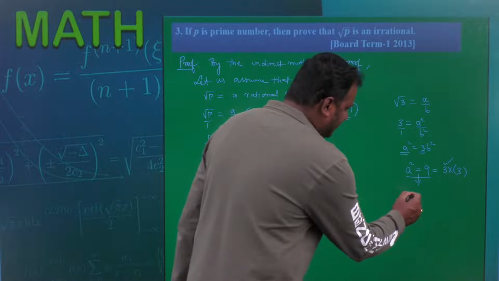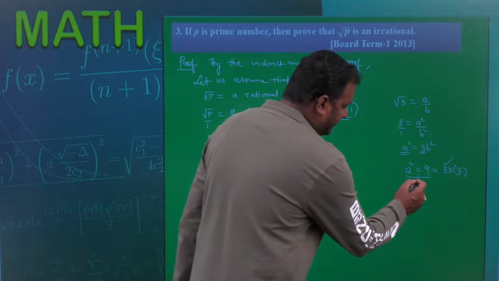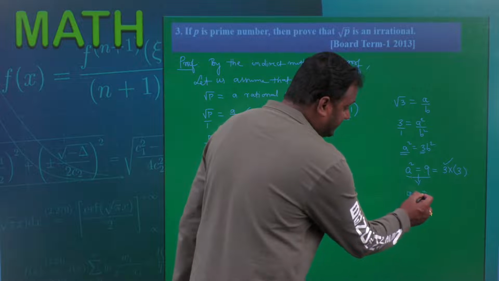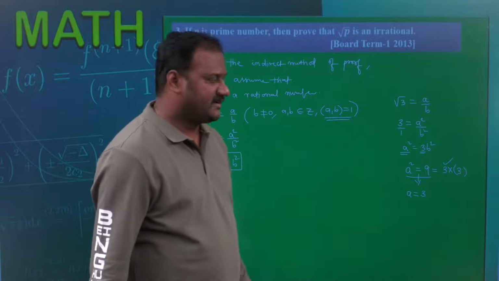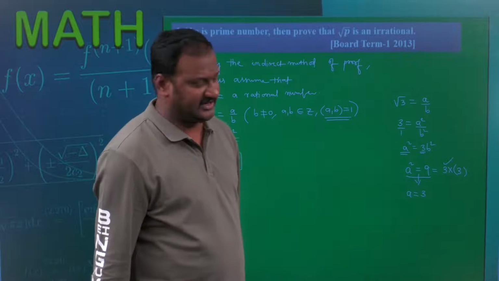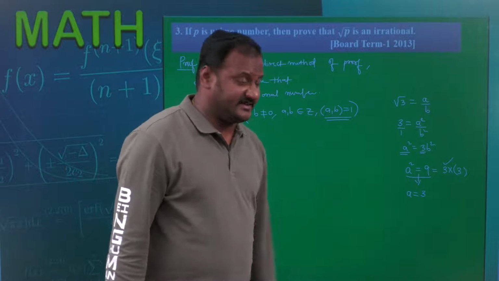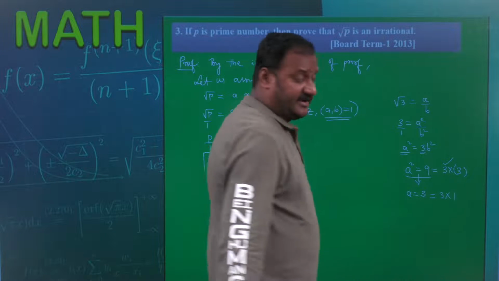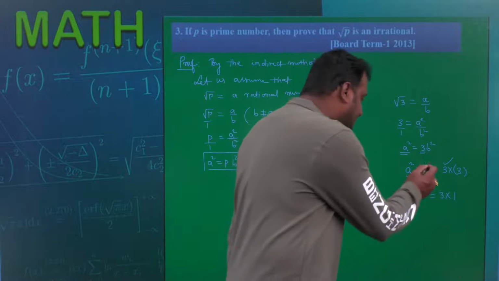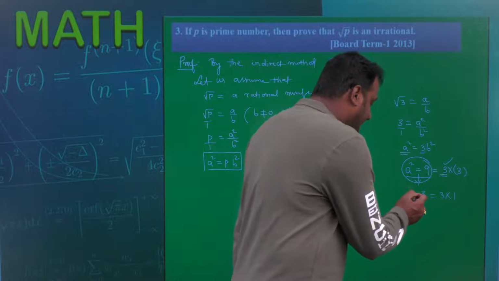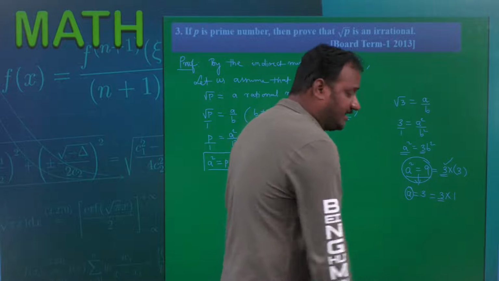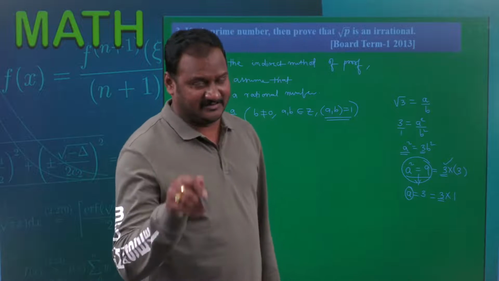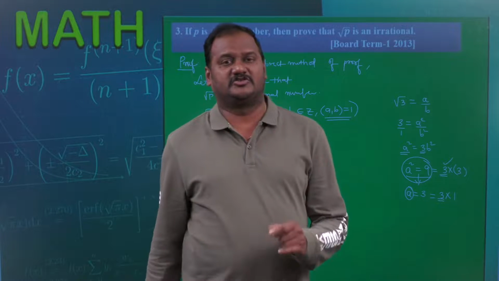From this, what is the value of a? A square is equal to 9, so a is equal to plus or minus 3. Of course, a is equal to 3, the positive number that I am taking. Can I write that a is equal to 3 as 3 into 1? It means when a square is a multiple of 3, then a would also be a multiple of 3.